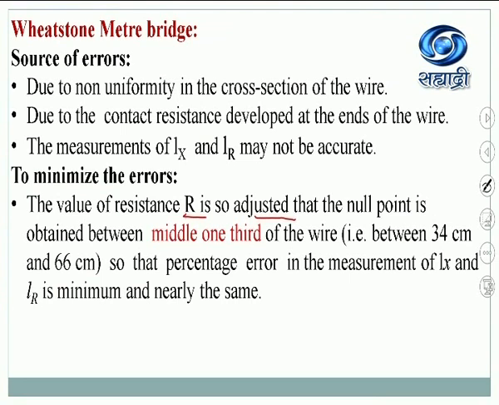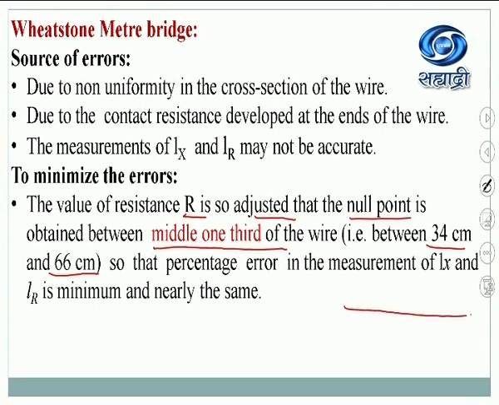See, before we said, take a suitable resistance. What is that suitable resistance? Now you will understand it here. The value of R is so adjusted that the null point is obtained between the middle 1/3 of the wire. What is the meaning of middle 1/3 of the wire? That is between 34 centimeter and 66 centimeter.